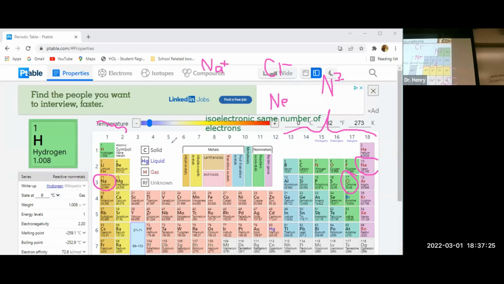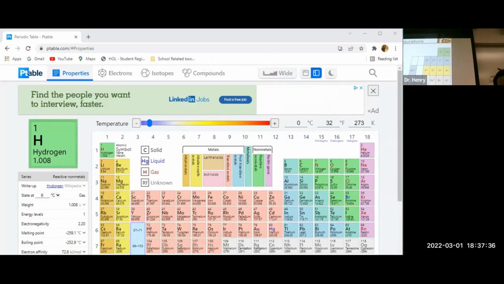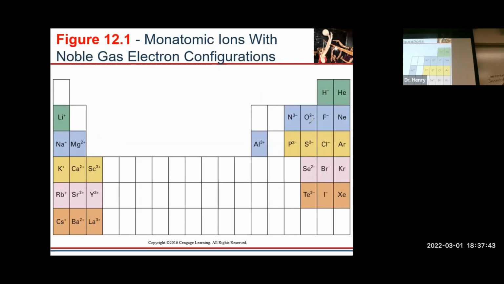Okay, so here, the ones that are in green are also all isoelectronic to helium. And I know you guys can't see it. The ones that are in blue are all isoelectronic to neon. The ones that are in yellow are all isoelectronic to argon. The ones that are in pink, all isoelectronic to krypton. And the ones that are in orange are all isoelectronic to xenon. So those ions, their goal is to be like the noble gases, right? So ionic bonds are always going to be formed between metals and nonmetals.